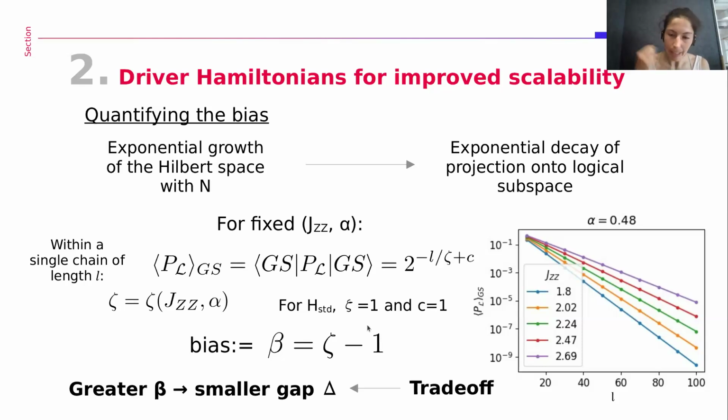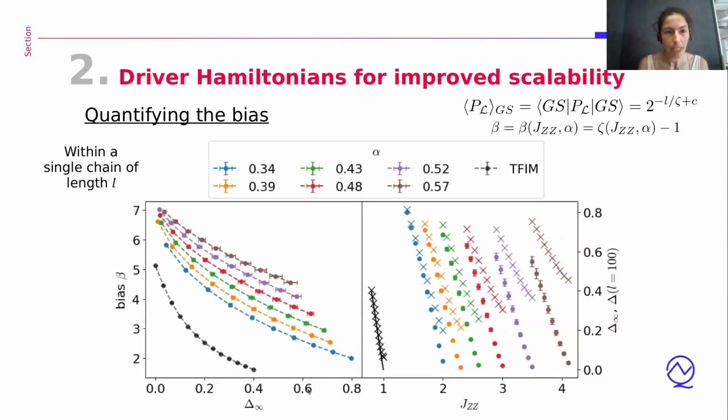So, and again, for the reasons that we explained before, the greater the bias, the smaller the gap, and there's a trade-off. Okay, so we can try to look at how this bias looks versus the gap in the thermodynamic limit for different values of alpha and for the transverse field model, and we essentially get something like this.